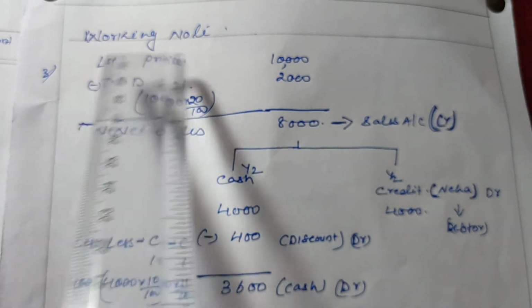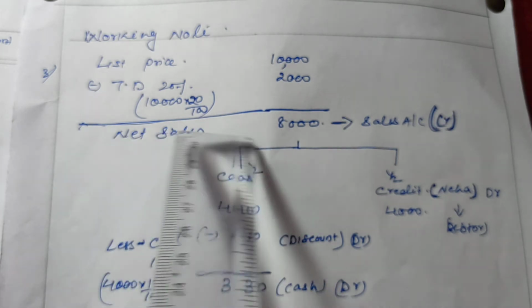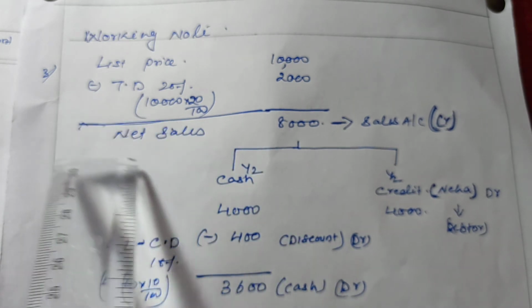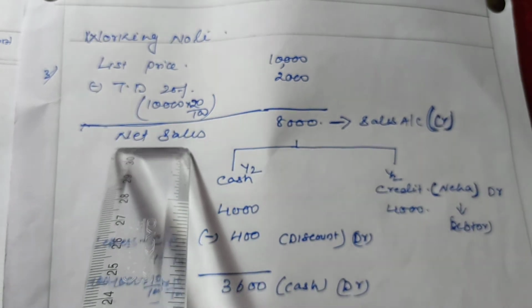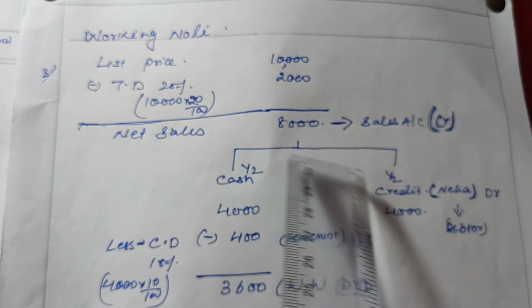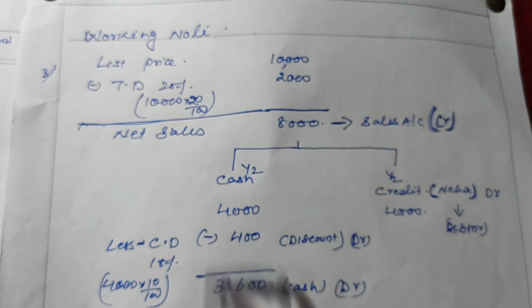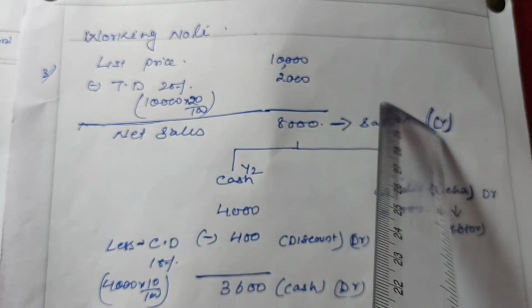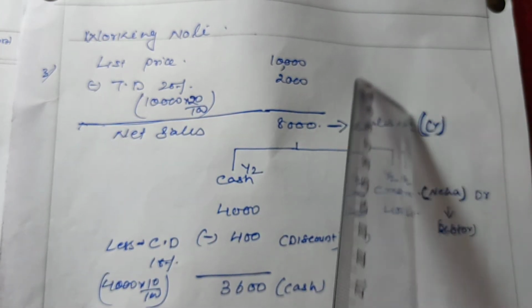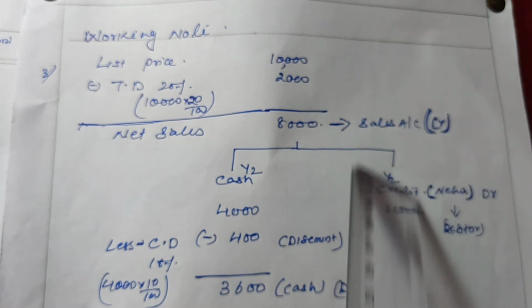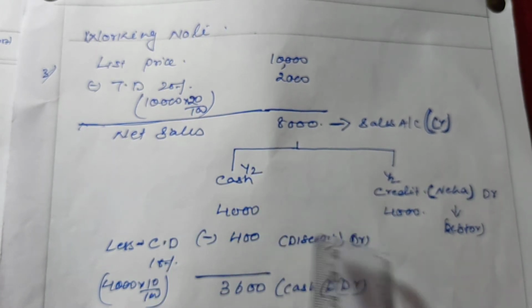Okay, so here we have net sales. List price minus trade discount, we get net sales. In the question it is given we sold the goods, that means it is net sales. Then we divided that into two, cash and credit. Now how to do the journal entry? Net sales will be recorded in sales account. Sales is always credited. Okay, then the rest will all be debited.